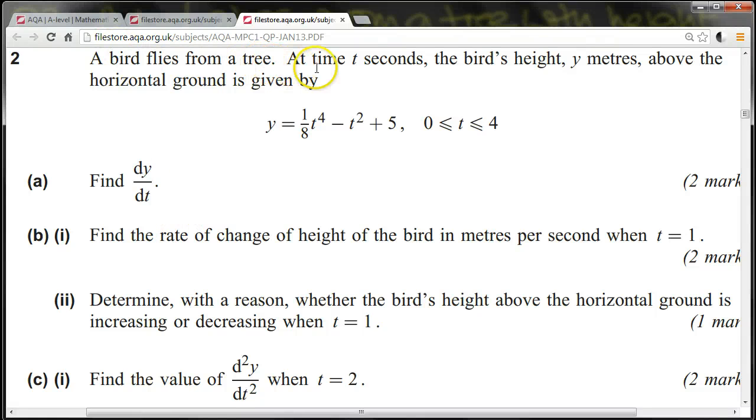A bird flies from a tree. At time t seconds, the bird's height y meters above the horizontal ground is given by this equation here, for t between 0 and 4. Find dy/dt. Find the rate of change of height of the bird in meters per second when t equals 1.